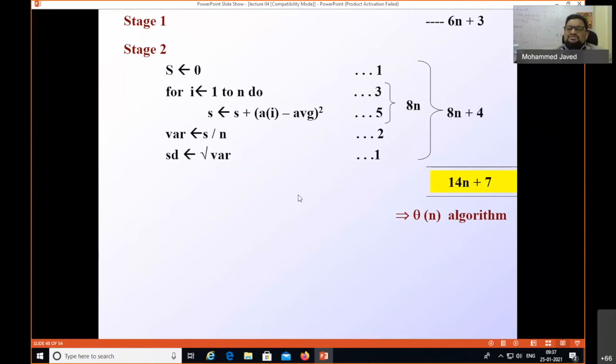14n plus 7. And here there is no best case and no worst case. The best case and worst case are the same, that is n. That is why this is a theta of n algorithm.